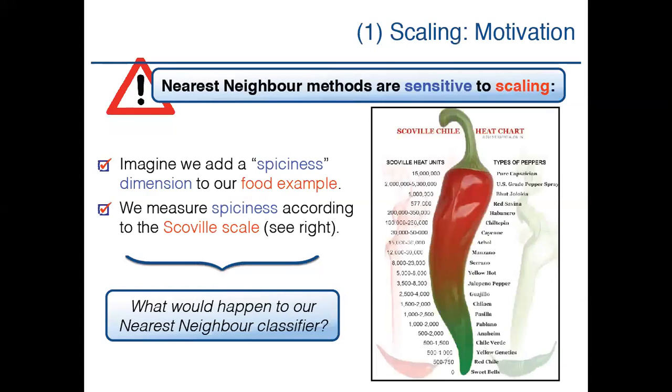So the issue here is that you have to keep the scales comparable. In this case, it would not be a very good idea to have a scale of 1 to 10 for two variables and a very different scale for spiciness, because that's going to mess up your results at the end.